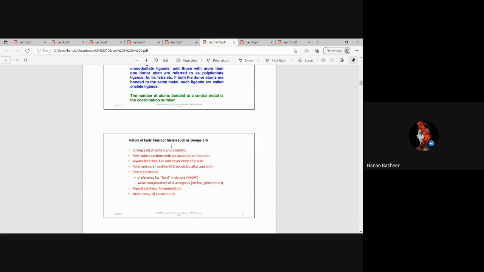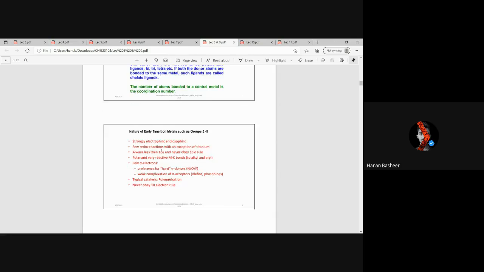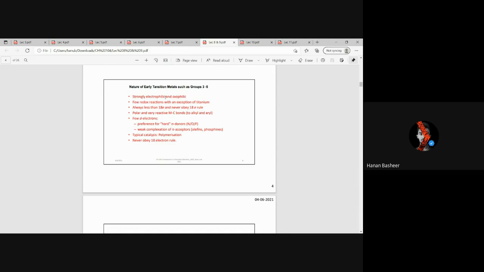And this is the nature of early transition metals such as groups 3 and 5. These are the properties: they are strongly electrophilic and oxophilic in nature, show few redox reactions except for titanium, and with fewer than 18 electrons they never obey the 18 electron rule.